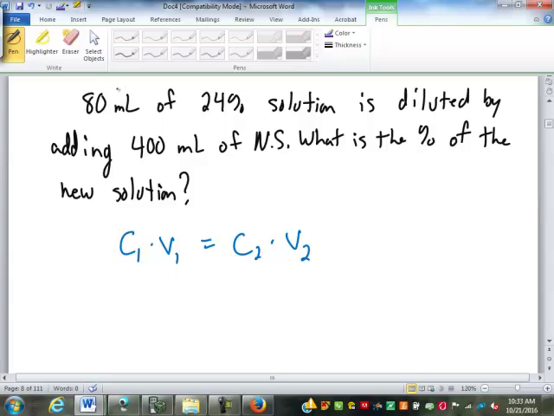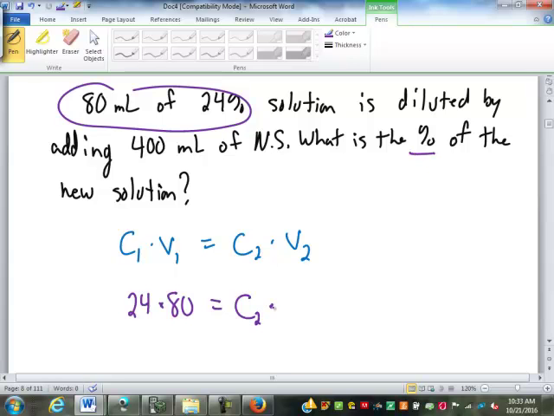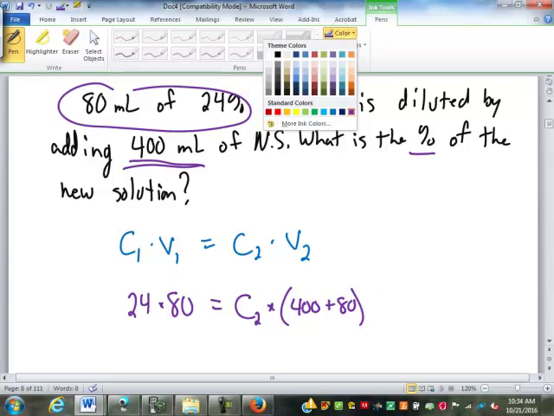So our original concentration and volume, we said 24% times 80 milliliters. We're looking for the new percent, so we're looking for the new concentration. Do we know the new volume? I'll give you a hint, it's not 400 milliliters. It's 400 plus 80. Good.